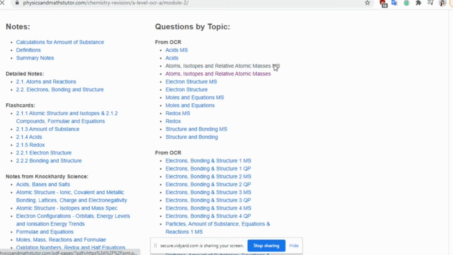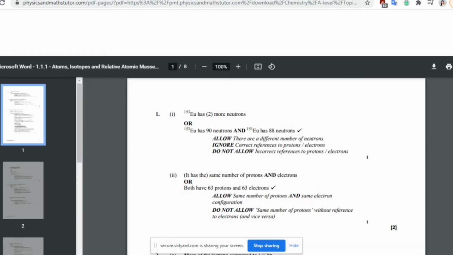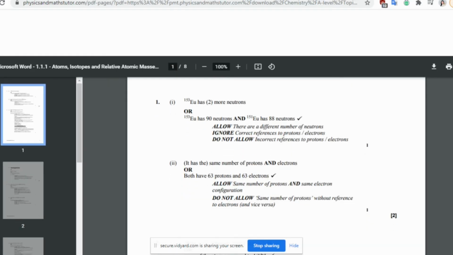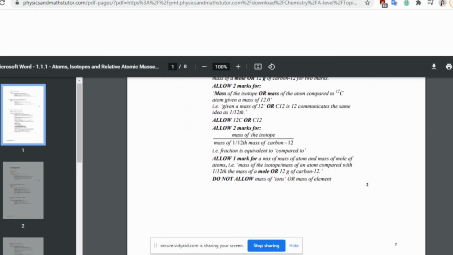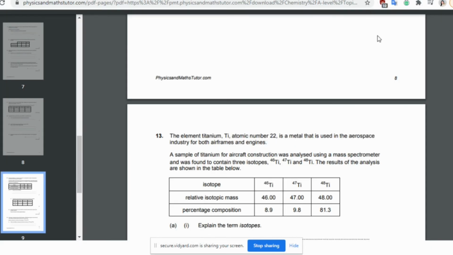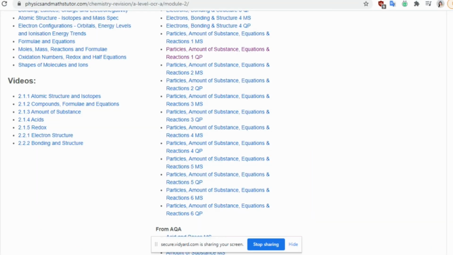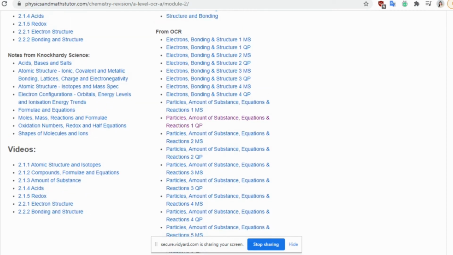Then after we've had a go at the questions on the question paper, we can download the mark scheme and mark our answers. And it's really good if you can get a different coloured pen to mark your answers with. If you've got any wrong, just correct it in a different colour.